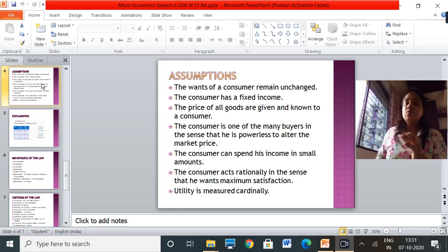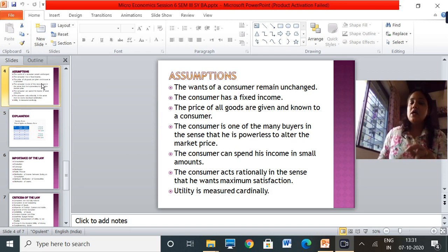The consumer is one of the many buyers in the sense that he is powerless to alter the market price. Very important. That means he cannot negotiate on the price. He cannot say, "Sir, I bought 1 unit of this product from you, now I'm buying the second unit, please change the price. Now I'm buying the third unit, please change the price." So he cannot tell the seller to modify the prices. The prices in the market of these goods remain fixed. He cannot change the prices of these goods. This is the fourth assumption.